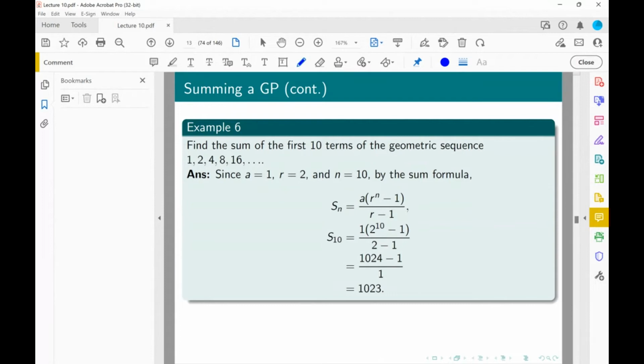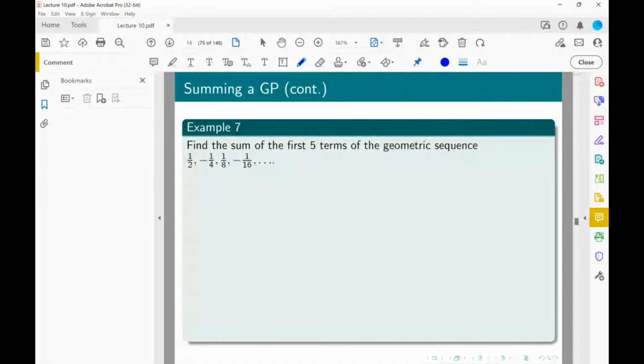Okay, happy with this one. Let's try one more. Feel free to say in chat if there's a question. Next one is a similar one. So what do you think for this case? What's our A, what's our n, and what's our R? What are our 3 terms this time?